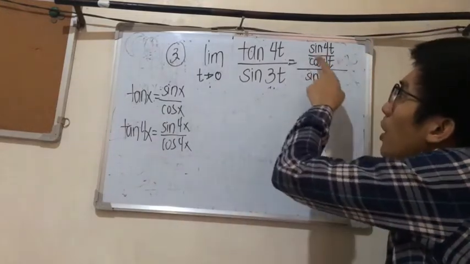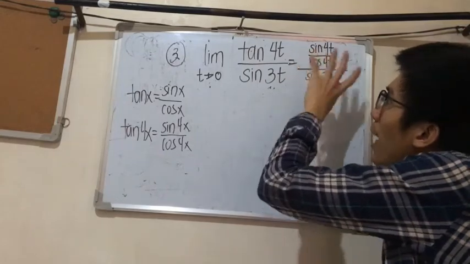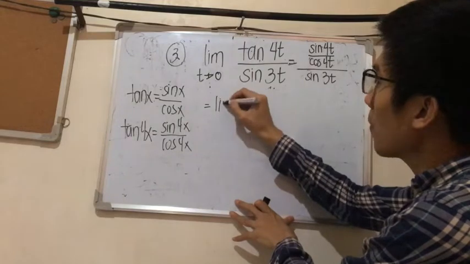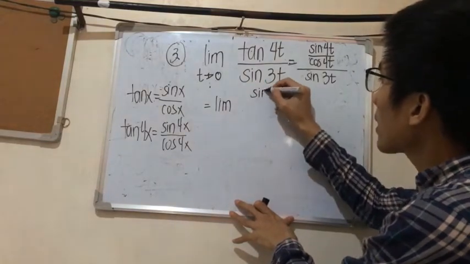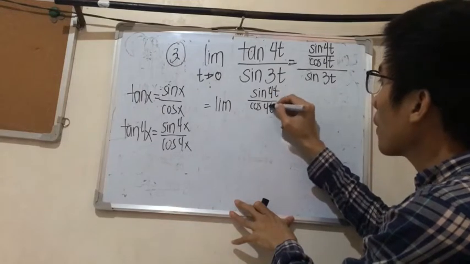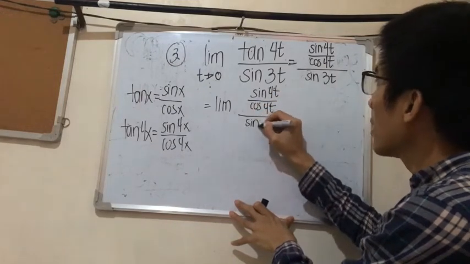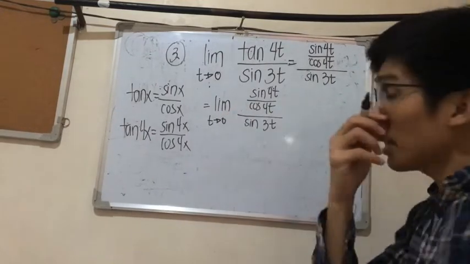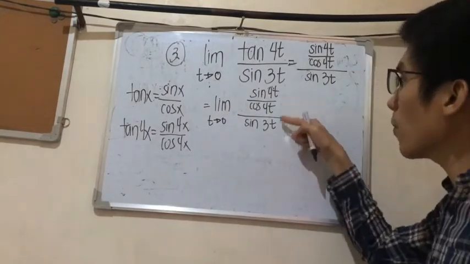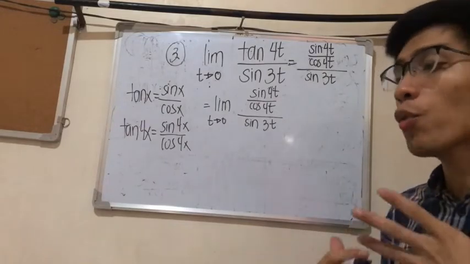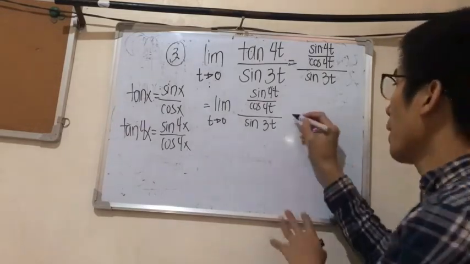So this time we already converted this one, so now we have it in the form of sine and cosine. Therefore, our new function now is the limit of sine 4t all over cosine 4t all over sine 3t as t approaches 0. Okay? As you can observe, we have double fractions. So once we involve double fractions, we have to simplify that one.